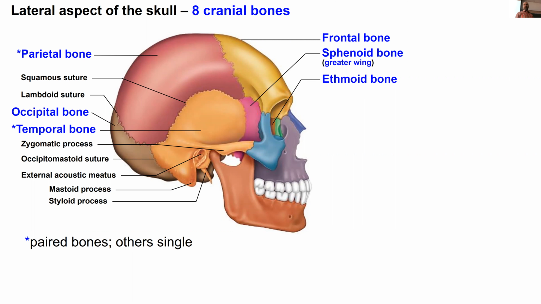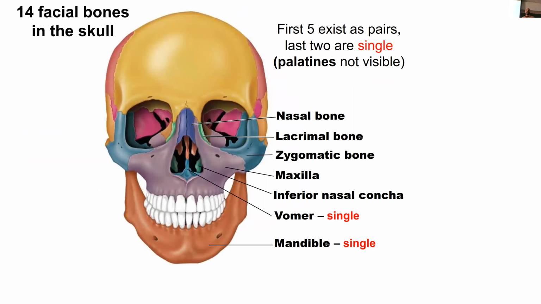All right, so that is the bones of the cranium. Next, we're going to talk about the 14 facial bones. So this will round out our discussion of the bones of the skull. There are 14 of those bones, but 5 of them are in pairs. So we have the nasal bones, left and right lacrimal bones, left and right zygomatic bone, left and right maxilla, left and right inferior nasal conchae. And then we have left and right palatine bones as well, which you can't see from this aspect. So that's 5 different bones that are paired.